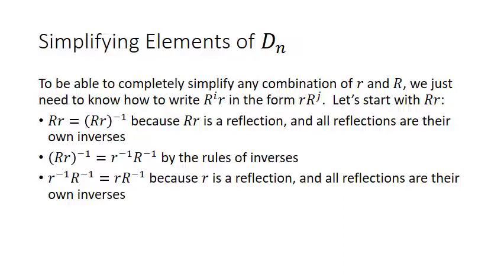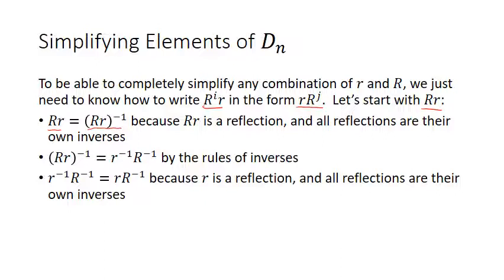Okay, so let's talk about simplifying elements of Dn. If we want to be able to completely simplify any combination of little r and big R, all we really need to do is know how to translate between these two forms right here. Let me show you an example of how you can figure out how to do this when i is 1. We're starting with big R times little r. First of all, we can say that big R times little r is little r times big R inverse.